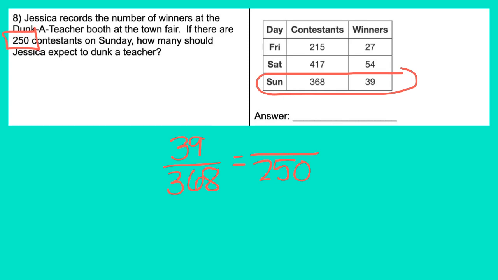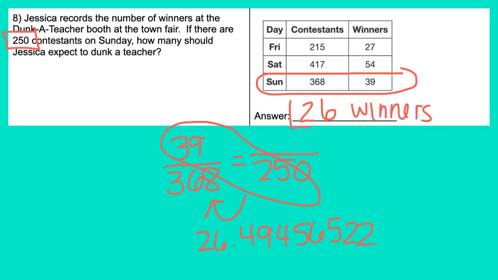So all we're going to do is cross multiply and divide. You're going to get an ugly number. Oh my gosh, look at this thing. But remember, we're talking whole people. So we would expect 26 winners, I guess you'll call them, because you have 26 whole people, but not 27.